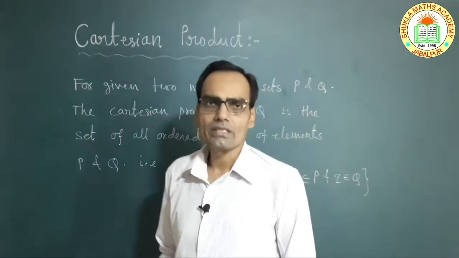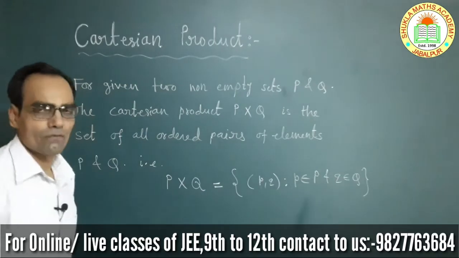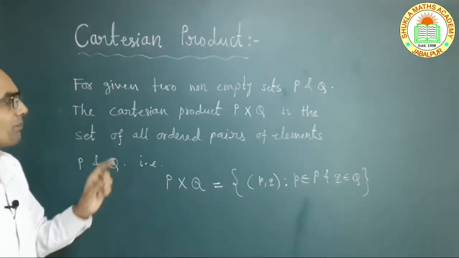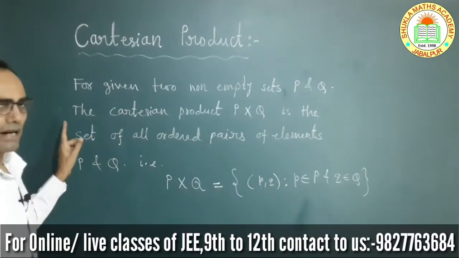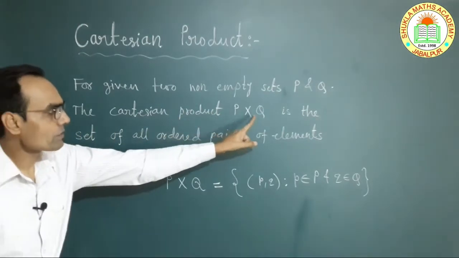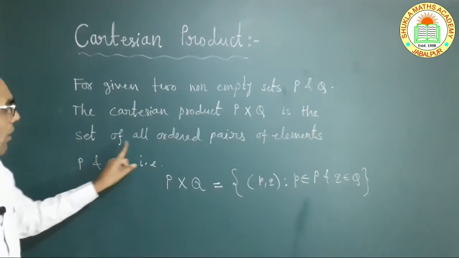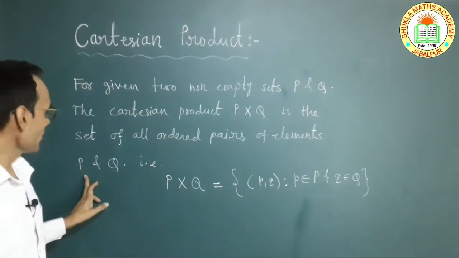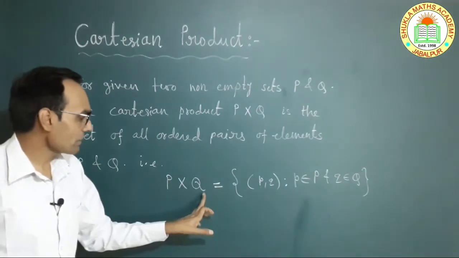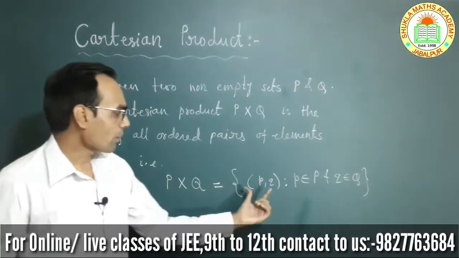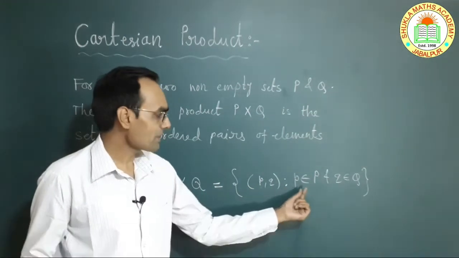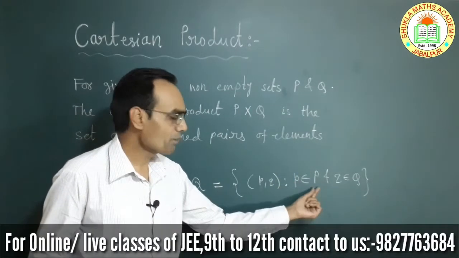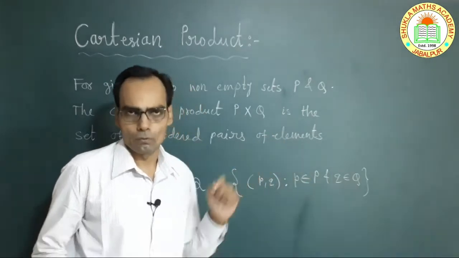So now see here, the definition of Cartesian product is that for given two non-empty sets P and Q, the Cartesian product P cross Q is the set of all ordered pairs of elements of P and Q. That is, P cross Q is defined by ordered pairs (p, q) such that p belongs to P and q belongs to Q.